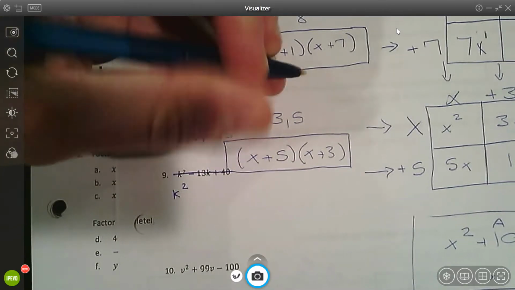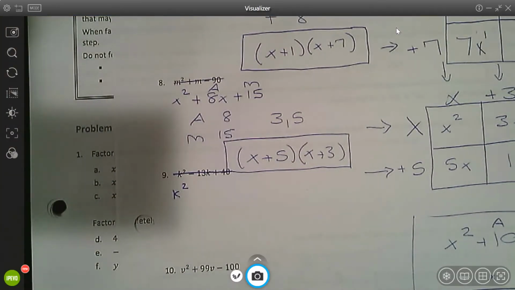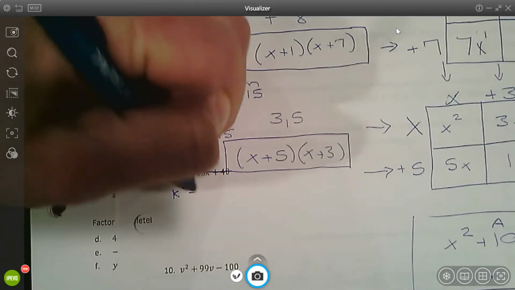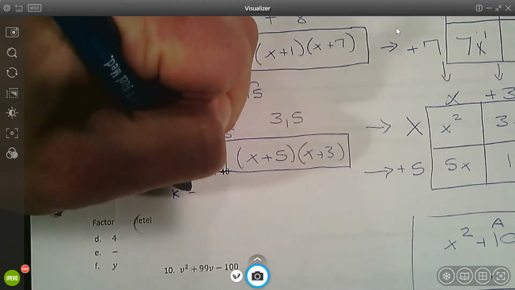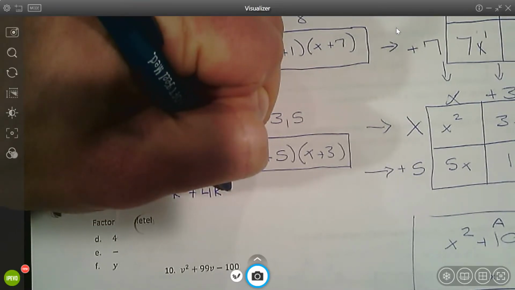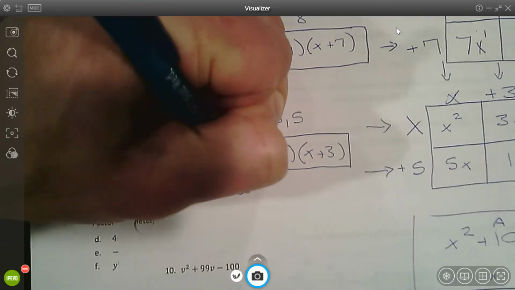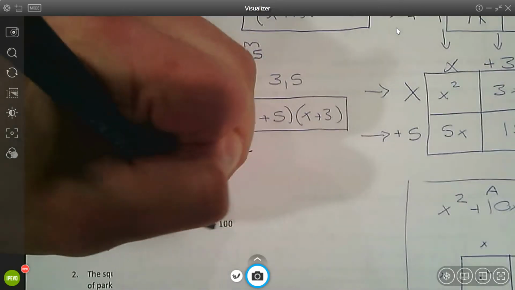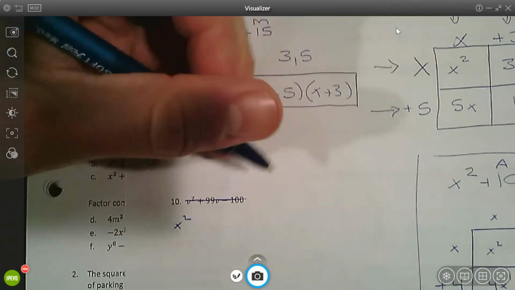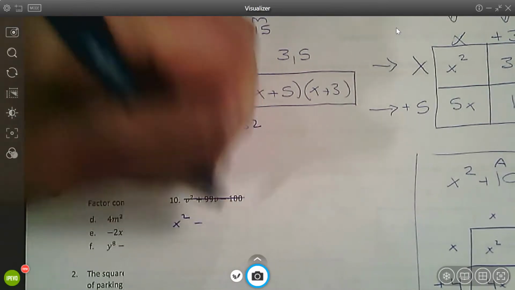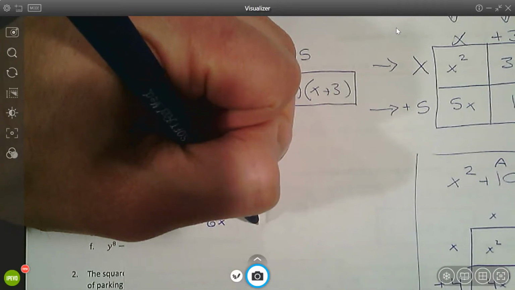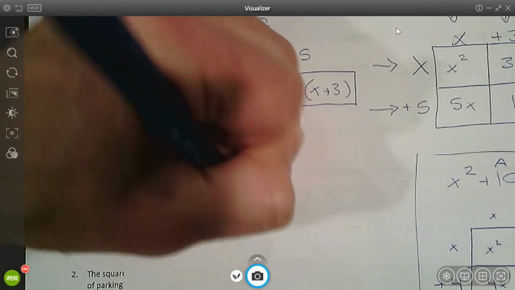Let's go k squared. It doesn't matter if it's x, k, none of that matters what letter it actually is. Let's go k squared minus, let's actually do plus 4k minus 32. And then let's cross this one out and replace it with x squared minus 6x minus 40.